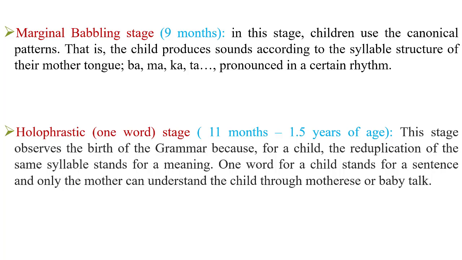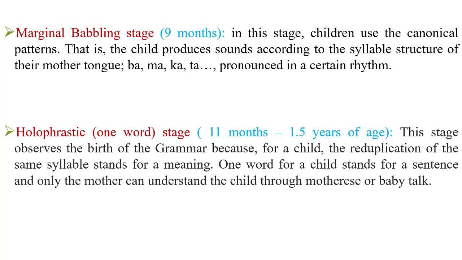And then we have the marginal babbling stage, which is about 9 months. In this stage, children use the canonical pattern, that is, the child produces sounds according to the syllable structure of their mother tongue. So we have ba, ma, ka, ta, pronounced in a certain rhythm. When a child at this stage wants to call his father, he would say ba. Wants to call his mother, he would say ma. To name some objects around him, he would say ta, ka, or other forms, but these forms are in CV structure.